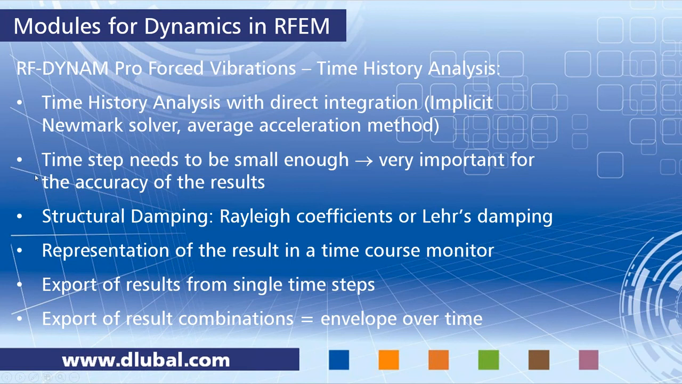So very important for the Newmark solver is to have a small time step. So it needs to be small enough to get accurate results. So I come back to this point later on, and I will give some recommendations for the time step. We have the structural damping implemented, so you can choose between the Rayleigh coefficients and the layers damping, so you can enter them vice versa. So this is converted internally, so you can choose whatever you prefer.